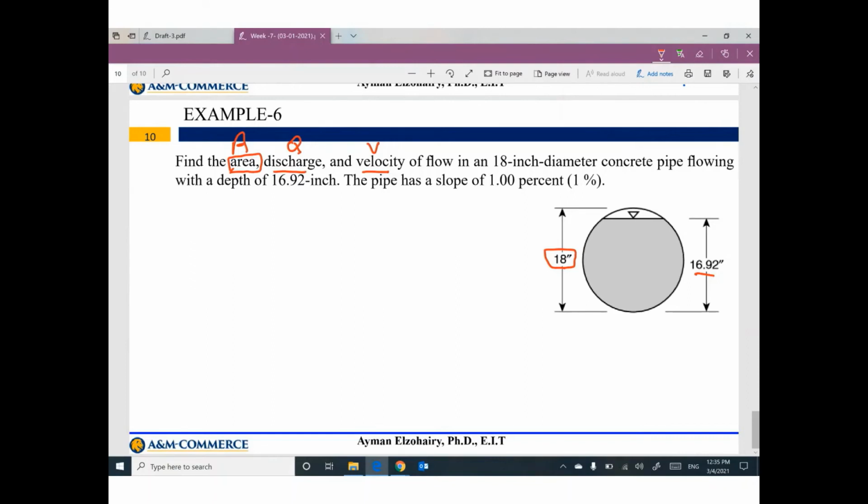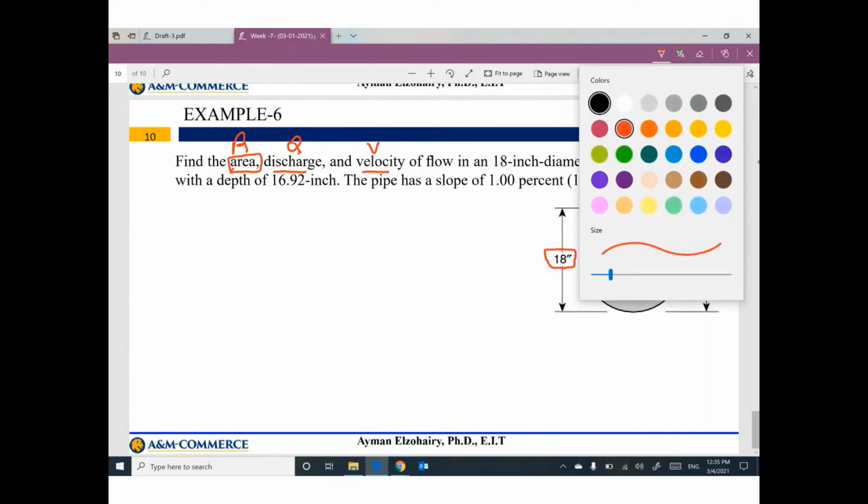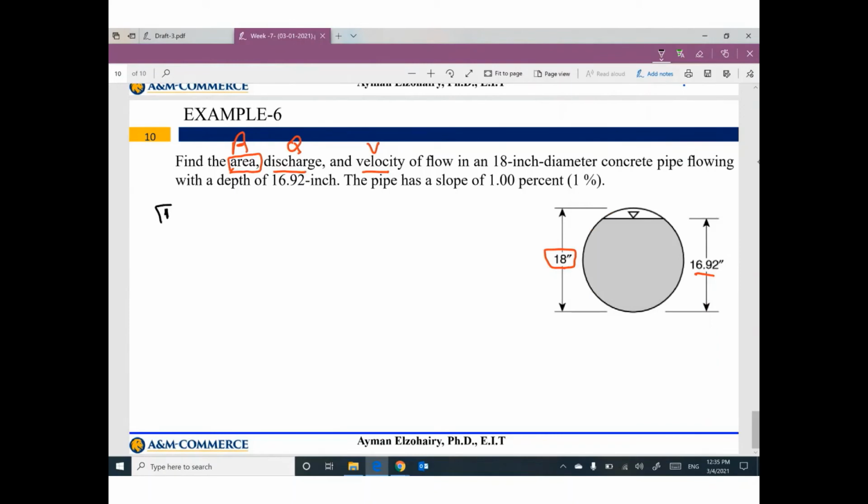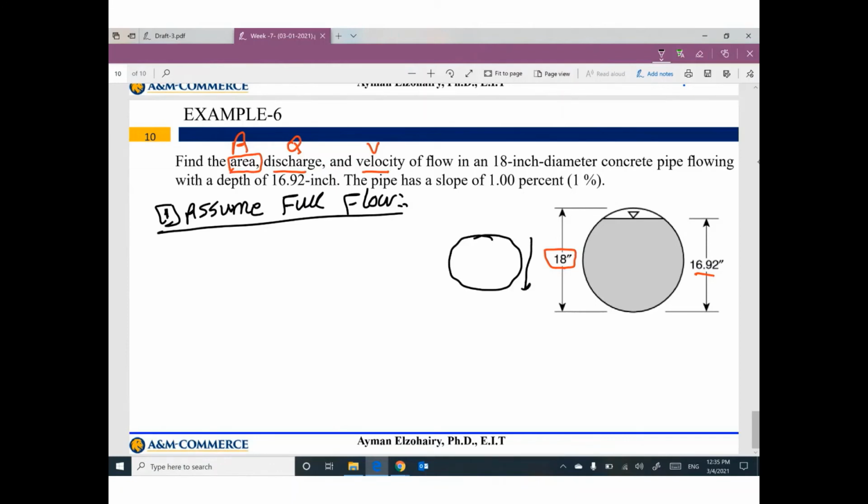Okay, we have 3 steps. First step, assume full flow. So we have a pipe with diameter 18 inch. This pipe is flowing full. What is the area?